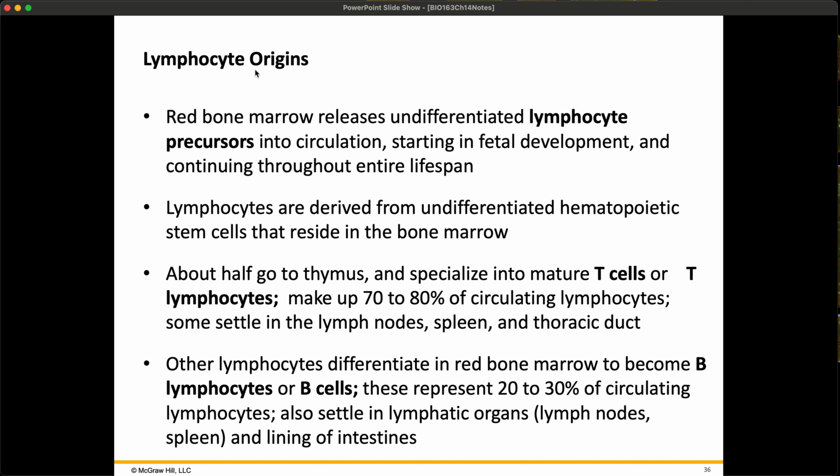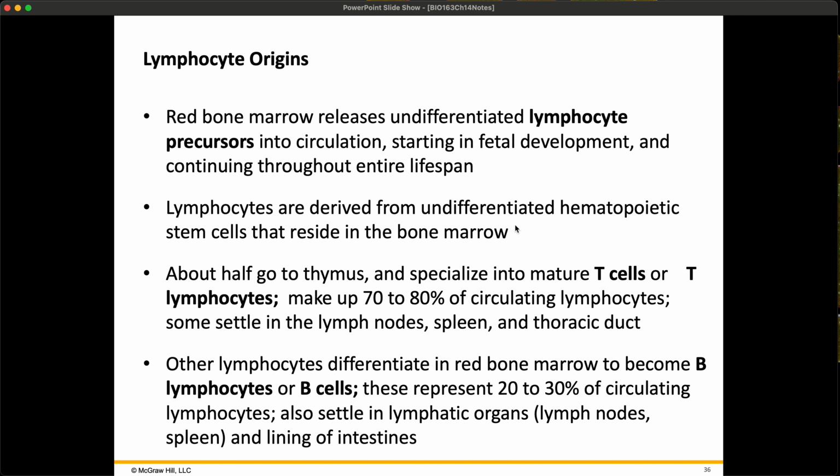So, speaking of lymphocyte origins, we said that the adaptive immune system is based mostly on lymphocytes, the B and the T cells. And that starts in red bone marrow. Red bone marrow releases what we call undifferentiated lymphocytes into circulation, starting in fetal development and continuing throughout the lifespan. We call them undifferentiated because once they go through that maturation process, they'll turn into B cells or T cells, specific lymphocytes.